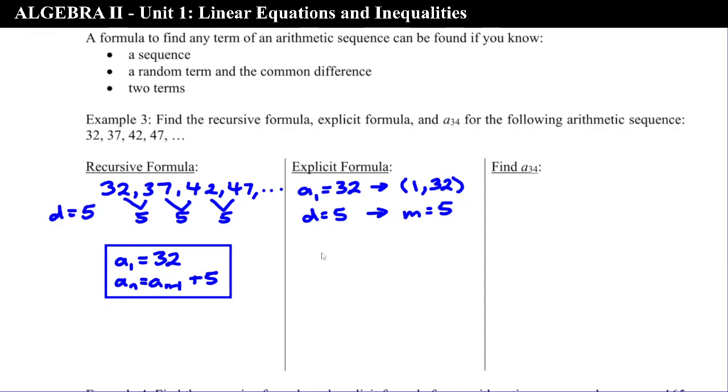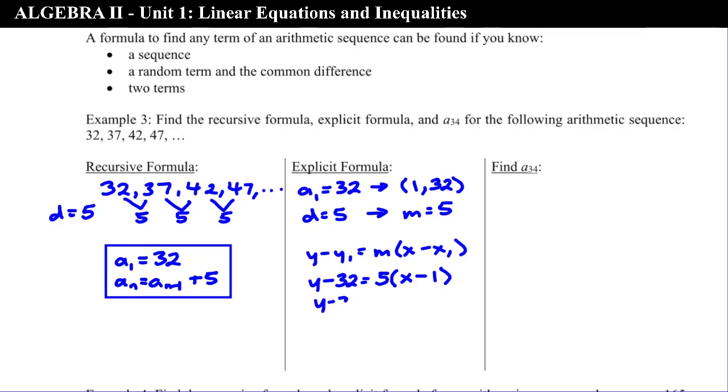So now all we have to do is use our point slope form. So we have y minus y sub 1 equals m times the quantity x minus x sub 1. I encourage you to write this every time you go to plug things in, because it helps you remember the formula, and it also allows you to kind of see visually where you're plugging things in. So we have y, that stays, minus y sub 1, which in our case is 32, equals m, which is 5, times x minus our x sub 1, which is 1.